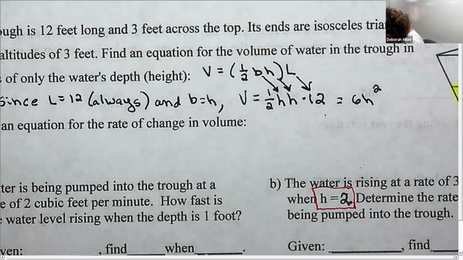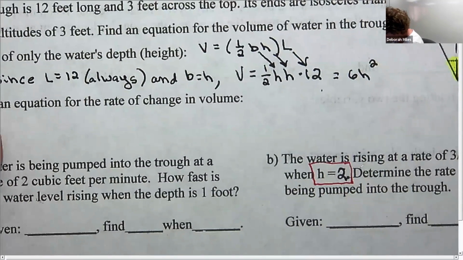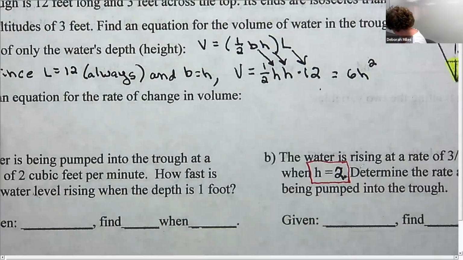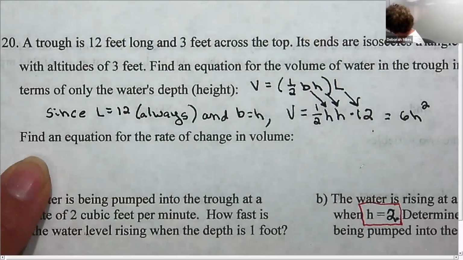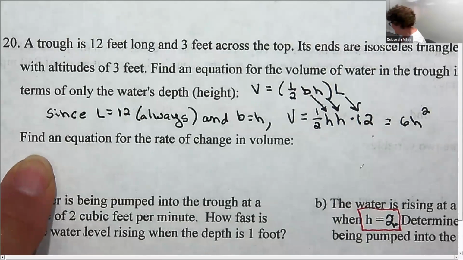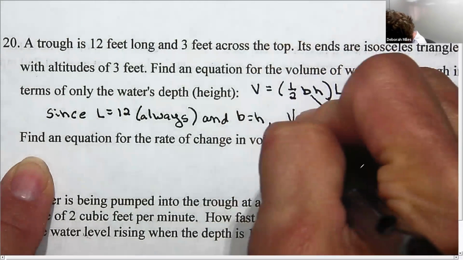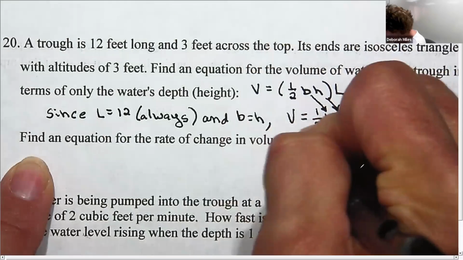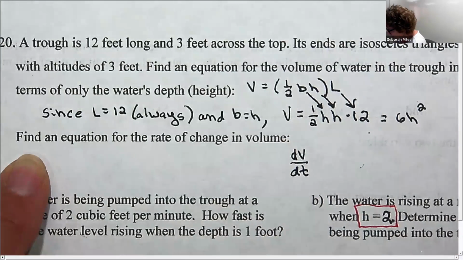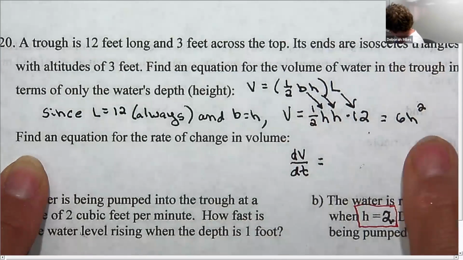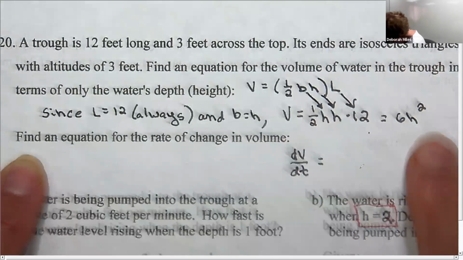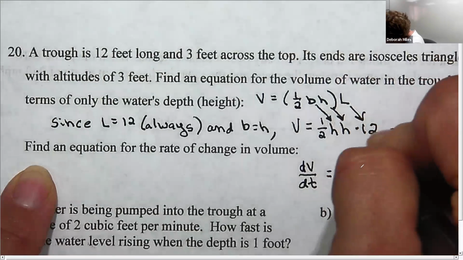Find an equation for the rate of change in volume. What does that tell us to do? That means differentiate. Anything that says find an equation for a rate of change is calculus. It's take the derivative. So the derivative of the left-hand side would be dV over dt. And the derivative of the right-hand side would be what? Perfect.